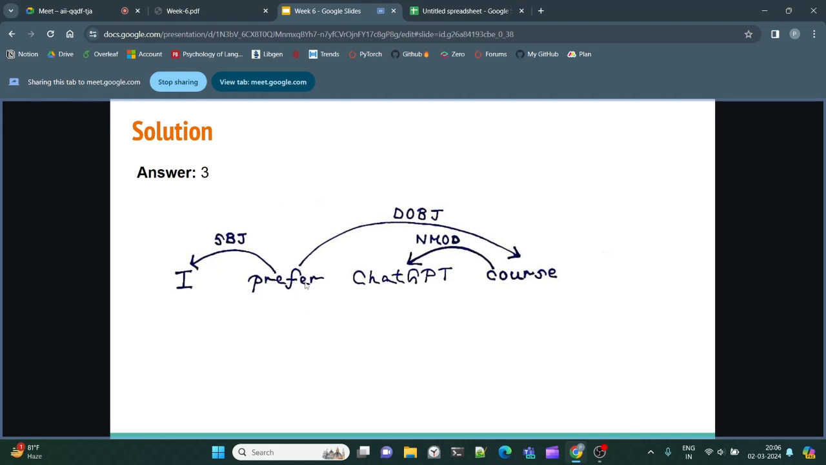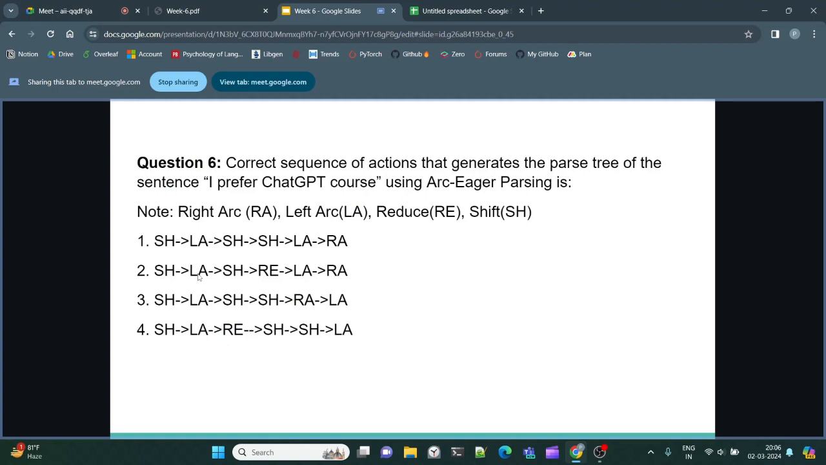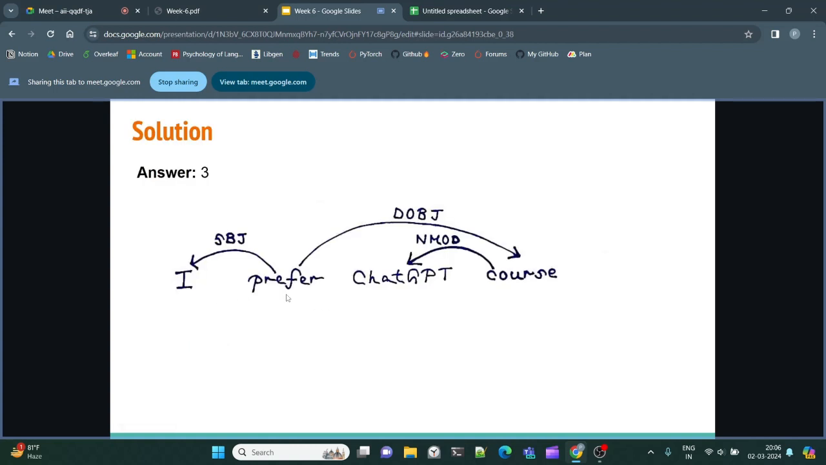So that is what we are doing over here. From prefer to I, I am drawing a left arc. And whenever there's a left arc, I drop the word that is at the top of the stack, which was the dependent in this left arc transition. The dependent was I, right? If you look at this left arc, prefer is the head, I is the dependent.